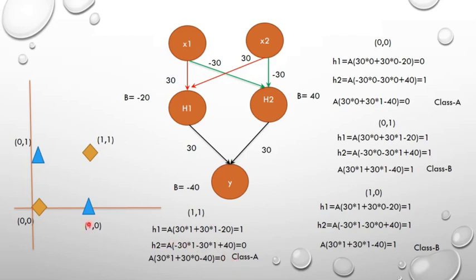Now let us check after the calculation. The points 0, 0 and 1, 1 should belong to the same class. Yes, 1, 1 belongs to class A as well as 0, 0, and simultaneously 0, 1 and 1, 0 should belong to the same class. So yes, both belong to class B. So this task of classification has been performed successfully.